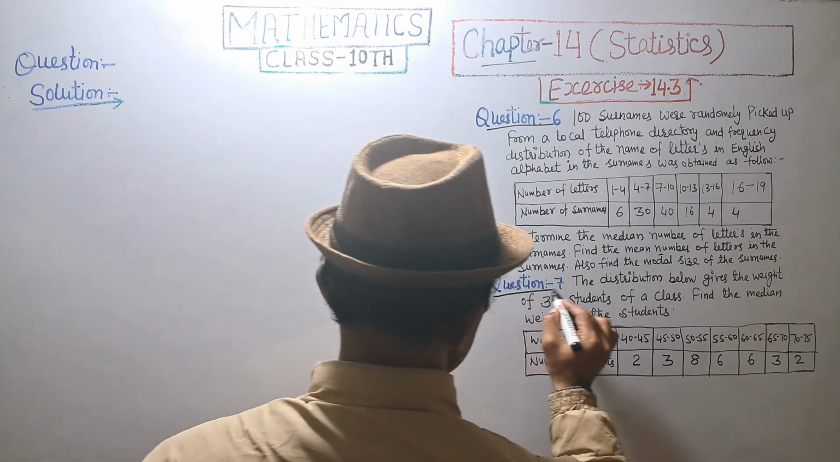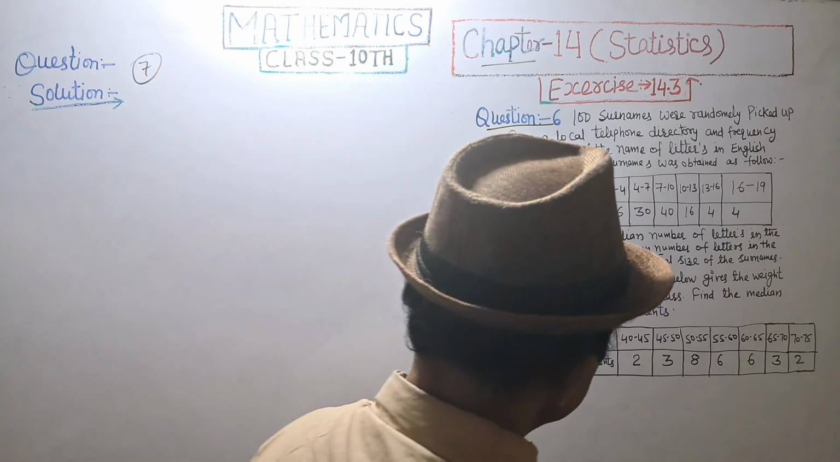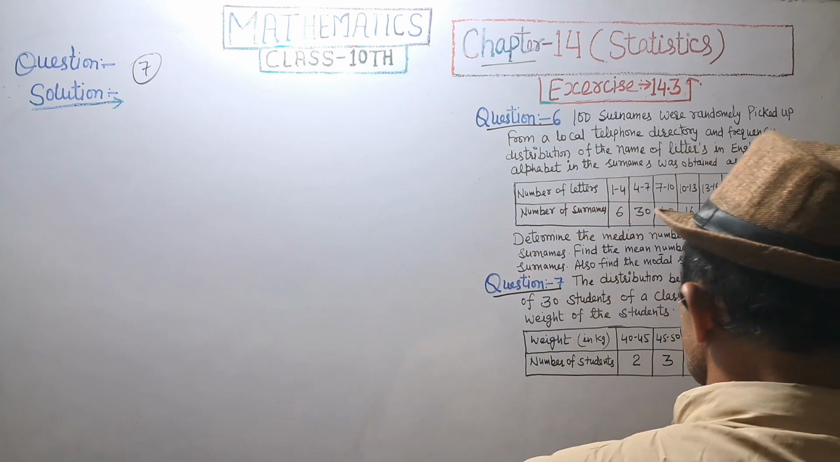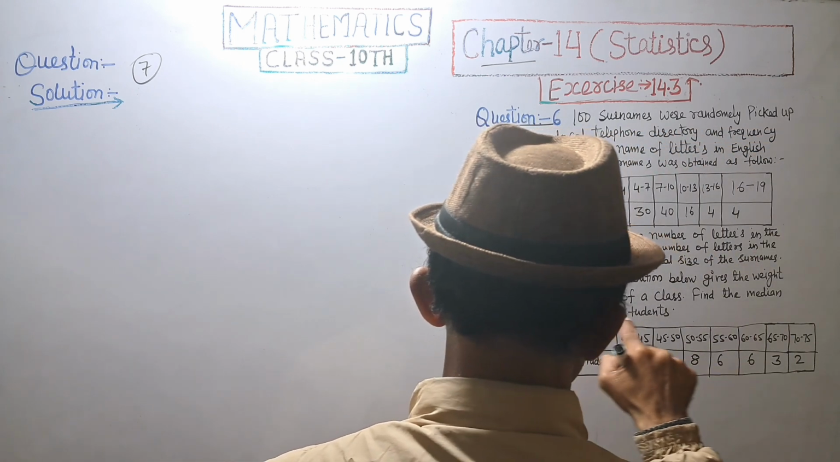Answer. Question number 7. The distribution below gives the weight of 30 students of a class. Find the median weight of the students.